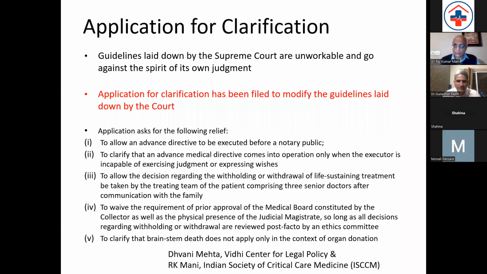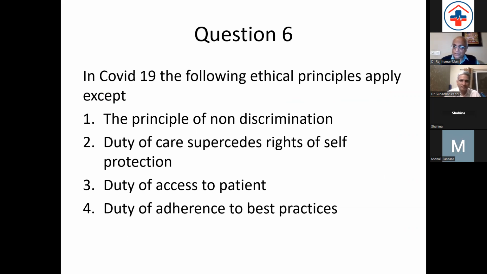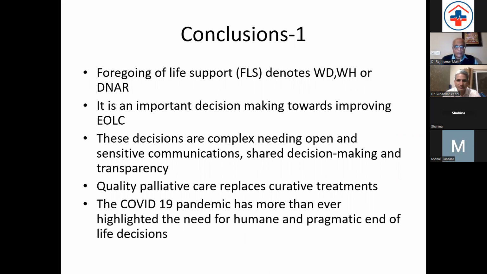Therefore, there is an application for clarification and modification, which is currently being heard. Today, I'm coming from the Supreme Court, the third day of deliberation. So hopefully, we will have more clarification and simplification of these guidelines and make our practices easier. So I would like to conclude now, and these are the points to take home. Foregoing of life support denotes withdrawal, withholding, and DNAR.